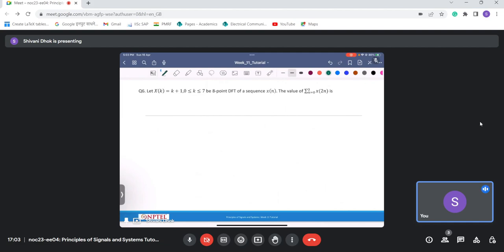Okay. So let's look at the next question. What do we have here is xk given as k plus 1. So this xk sequence I can write as 1, 2, 3, 4, 5, 6, 7, 8. So this is basically an 8-point DFT, starting from 0, of a sequence xn, and we need to find the value of the summation n equal to 0 to 3 of x of 2n.